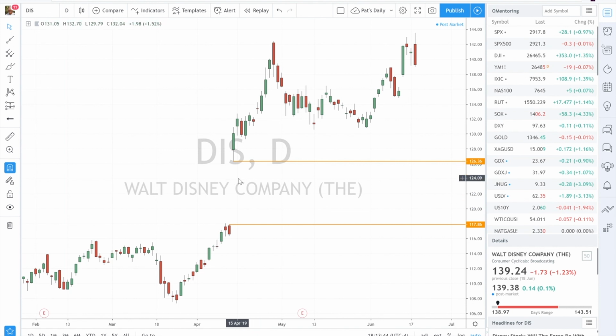The gap is measured between wicks. Some people will take it between the bodies of the candles. I take them from the wicks. So basically, you can see in Disney here, the high of the day this day was 117.86. The next morning, the stock gapped open higher, traded up here, traded as low as 126.36, leaving a gap of about $9 in between here.